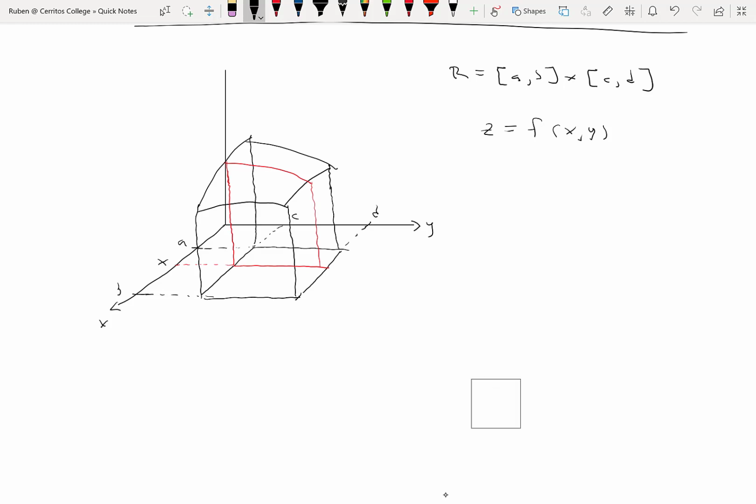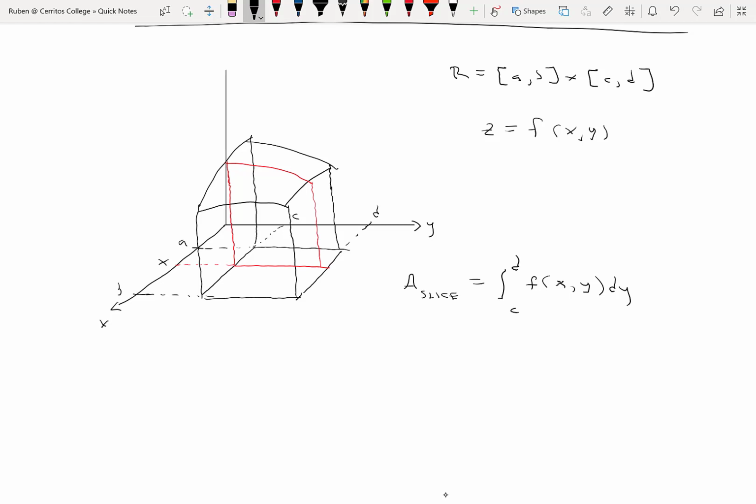The area of the slice of bread, not the volume, just the area of the face of the bread, is equal, just from Calc 1, to the integral from c to d of f of x, y, dy. The top of the curve on the slice of bread is a function of y only because x is held fixed. So we integrate with respect to y, holding x fixed.